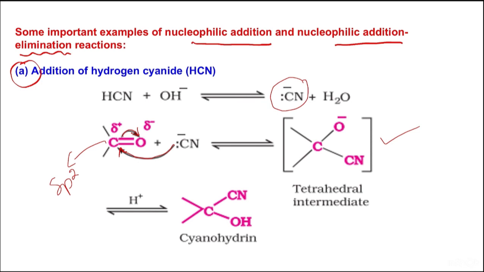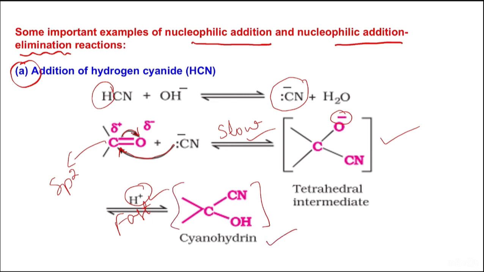And then finally, this is the fast step, H plus will come. This was the slow step, when the nucleophile was attacking. As compared to this, this is the fast step where H plus is attacking, because the negative charge is already there. So, H plus, which was removed in the beginning temporarily, will come and attack. So, you get this compound, which is called cyanohydrin. When you have cyanide and OH on the same carbon, we call it cyanohydrin.